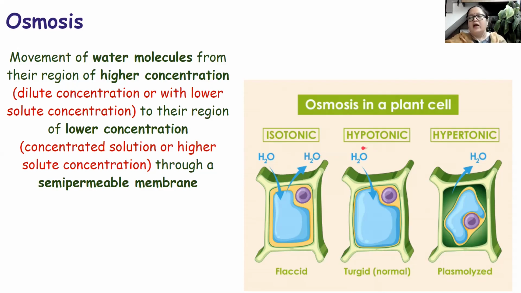The second is called hypotonic. That means there is more water outside, less water inside the cell, due to which water tries to enter the cell. The cell becomes turgid. The third one is called hypertonic, wherein a cell has more water as compared to the solution in which it is placed. Due to this, the water will leave the cell. The cell will become plasmolized.